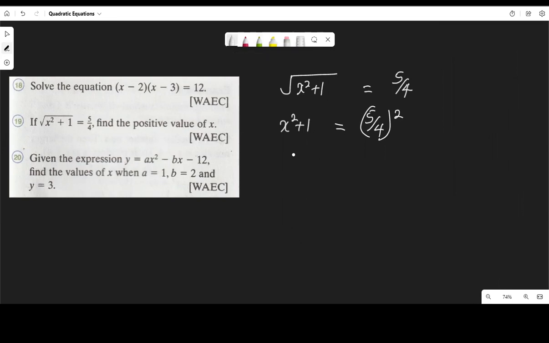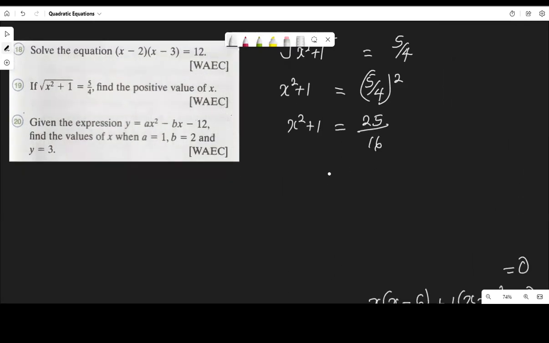Okay, now that we know that s squared plus 1 is equal to 5 squared, which is 25, over 4 squared, which is 16. If that is the case, if we cross multiply, I'll have 16 times (s squared plus 1) equal to 25.